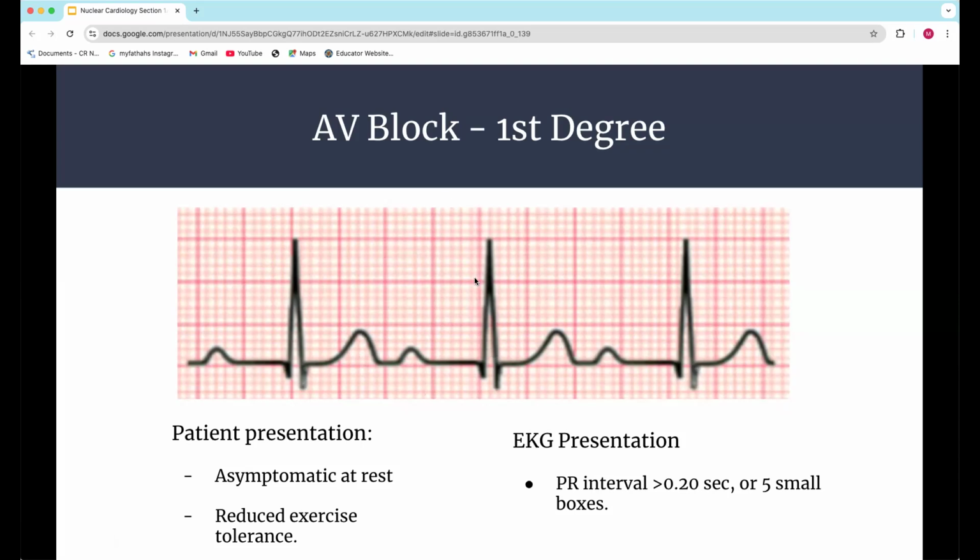You can stress a patient with a first degree AV block. Most of the time you're going to do this with chemical stress. Again, we'll talk about that more later, but that's what you want to look at with this first degree.